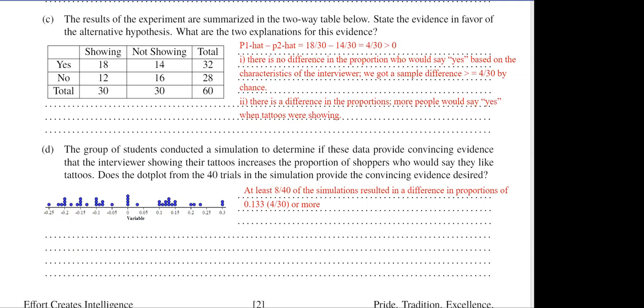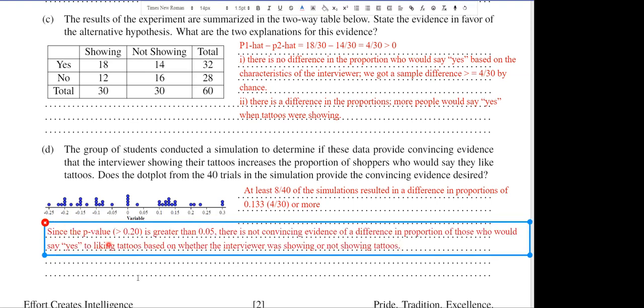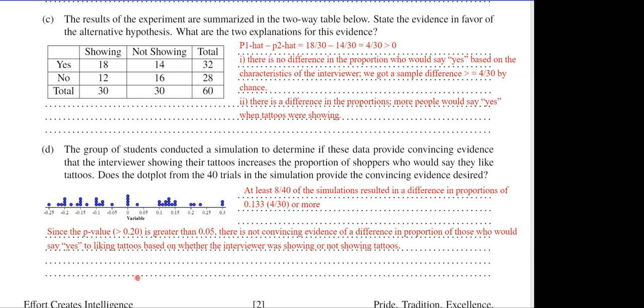Right? So is that convincing evidence? Well, what might we say? We might say the following, right? Since that p-value, the probability assuming the null hypothesis is true, 8 out of 40, which is 0.20, is greater than 0.05, our significance level, there is not convincing evidence of a difference in proportion of those who would say yes to liking tattoos based on whether the interviewer was showing or not showing tattoos. Okay. So this approach that we've been using all year long, we're going to emphasize and work through.